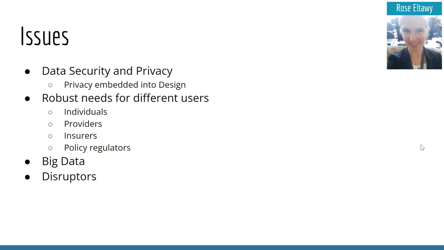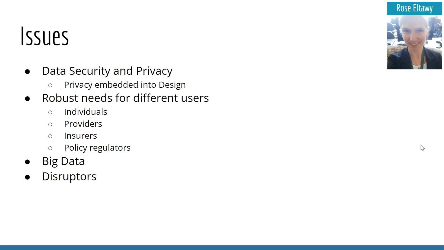First, we need to make sure that we have good data security and privacy. We want to make sure health information is protected. There are laws around that, but it's also a best practice to embed privacy into our design. We want to make sure that any information that is necessary goes where it's needed, but anything that's not needed doesn't go to people who don't need that information.